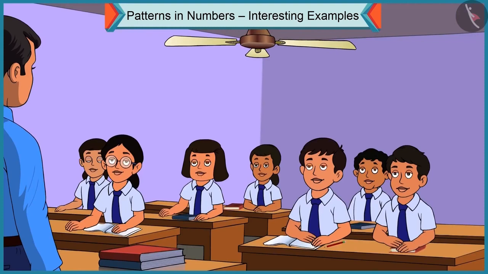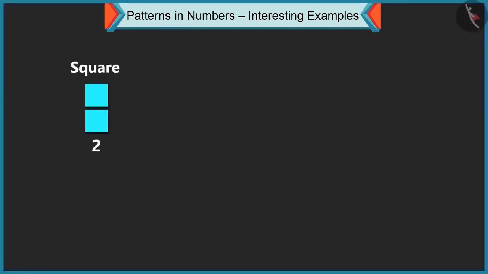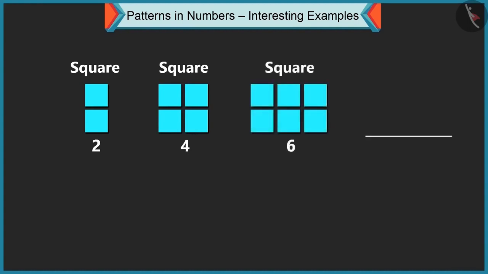Okay, sir. Today, I will draw a pattern with the help of square shapes. First, 2 squares, then 4 squares, and then 6 squares. Children, can you tell me how to move ahead with this pattern? In this pattern, the number of squares is increasing.